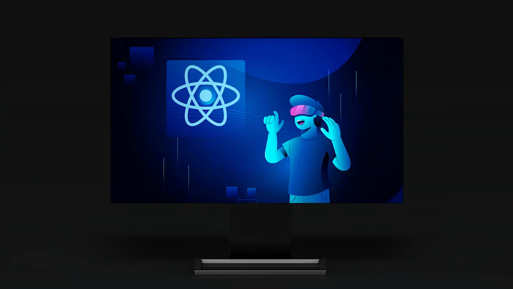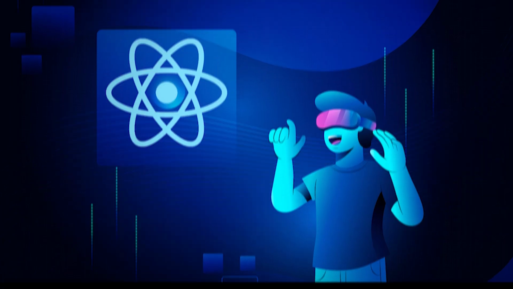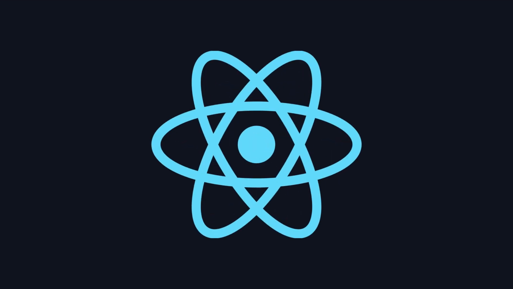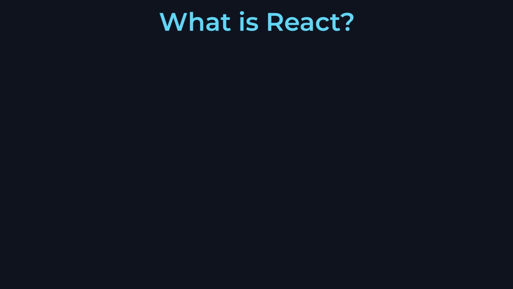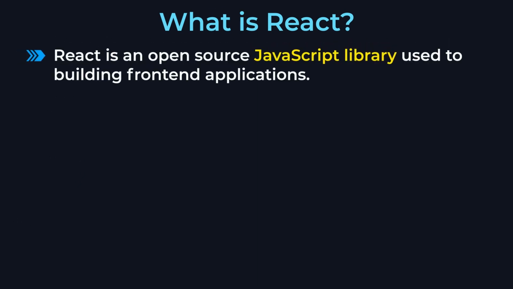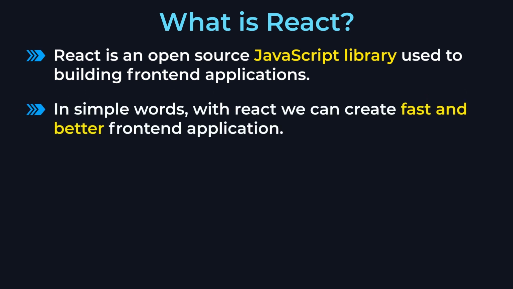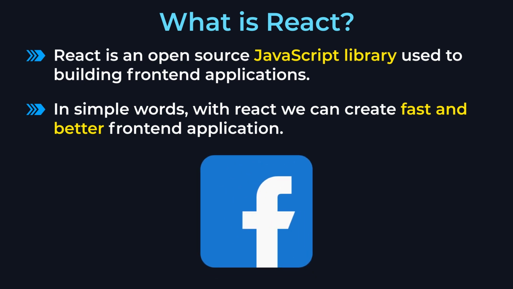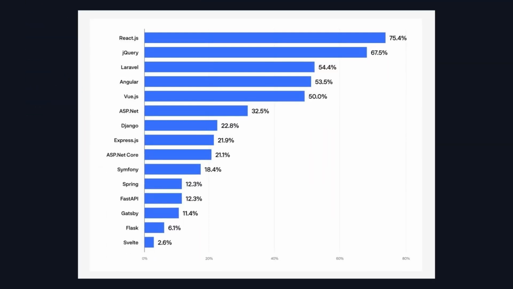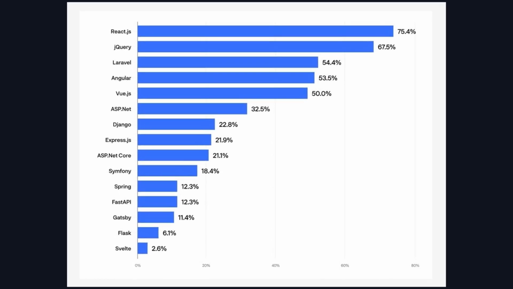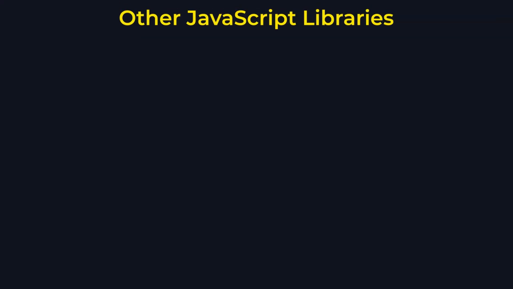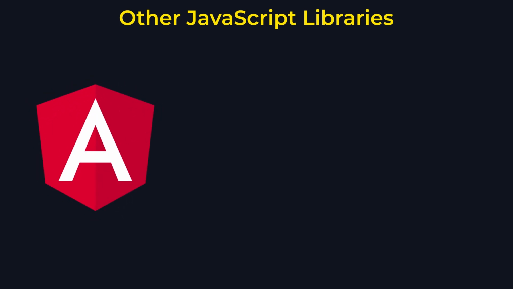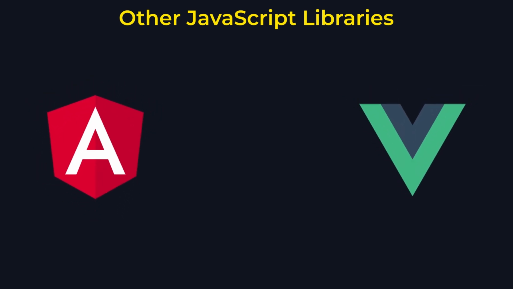Welcome to the first section of the Ultimate React course. Now before we start learning React, let's properly understand what React is. So React is an open source JavaScript library used for building front-end applications. In simple words, with React, we can create fast and better front-end applications. React was created by Facebook in 2011, and currently it is the most popular and most used JavaScript front-end library. Also, there are other JavaScript libraries like Angular and Vue, but they are not as good as React.